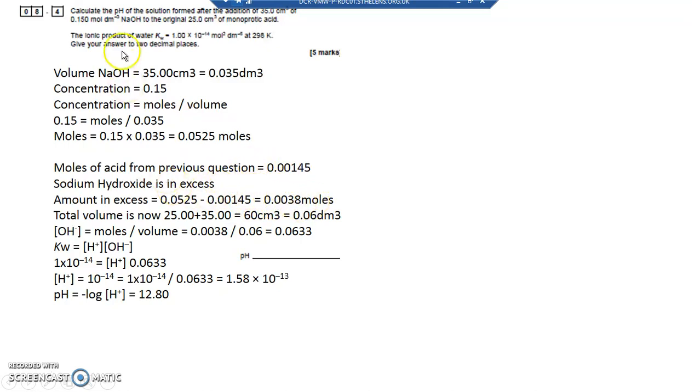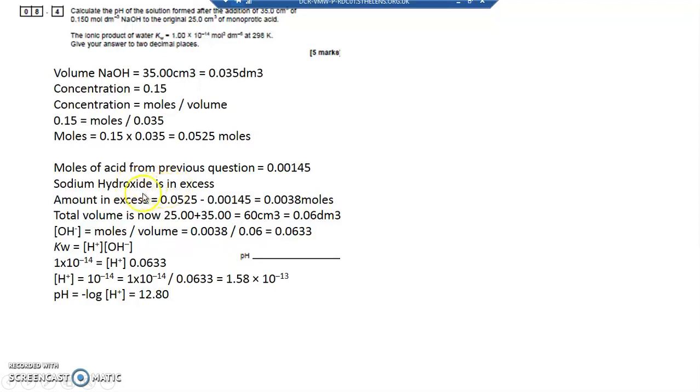So I've been given the ionic product of water, Kw. Now you need to remember that Kw is H+ concentration multiplied by OH- concentration, and I'm trying to work out pH. So if I'm working out pH, I need H+. I've got Kw, I now need OH-. If I can work out OH- concentration, having got Kw, which is 1 times 10 to the minus 14, I can work out H+, and I can work out my pH. So that's the way I'm going.